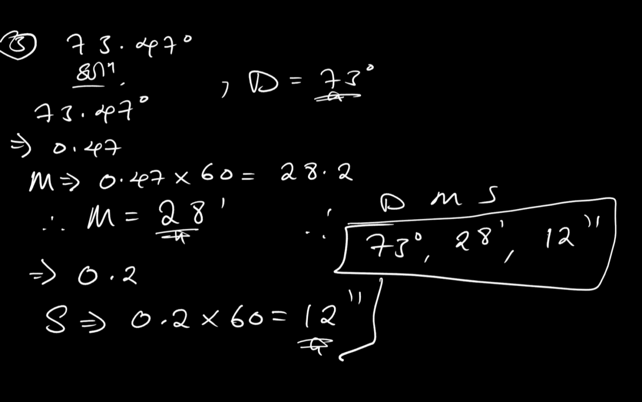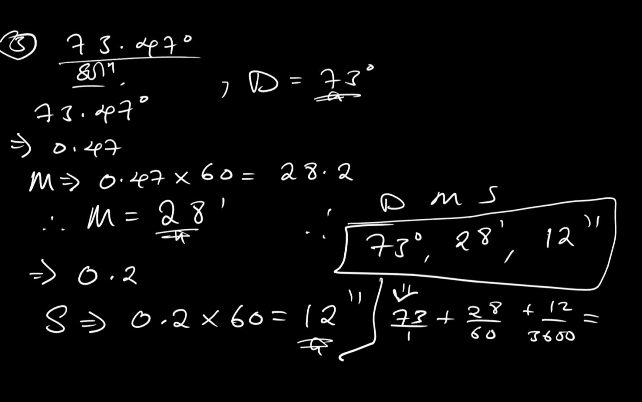If you want, you can prove it by converting this back. You can just say 73 over 1 plus 28 over 60 plus 12 over 3,600. And you end up getting this number, which is 73.47. Alright, so this is how you go about solving these questions. When you have to convert from the degree form to a DMS form, it's literally how you're supposed to go about it.